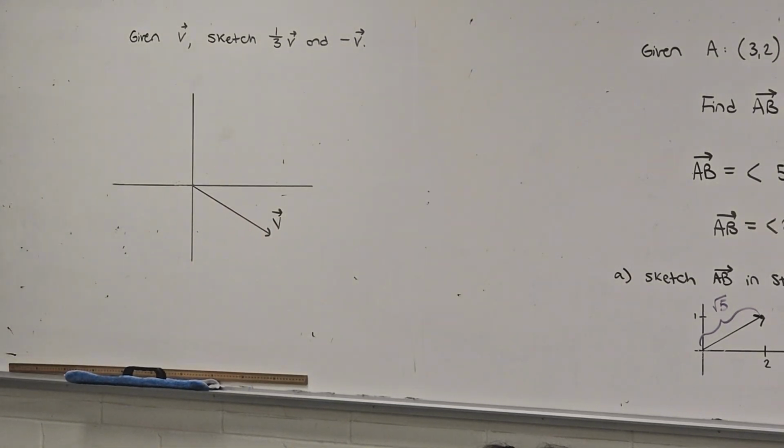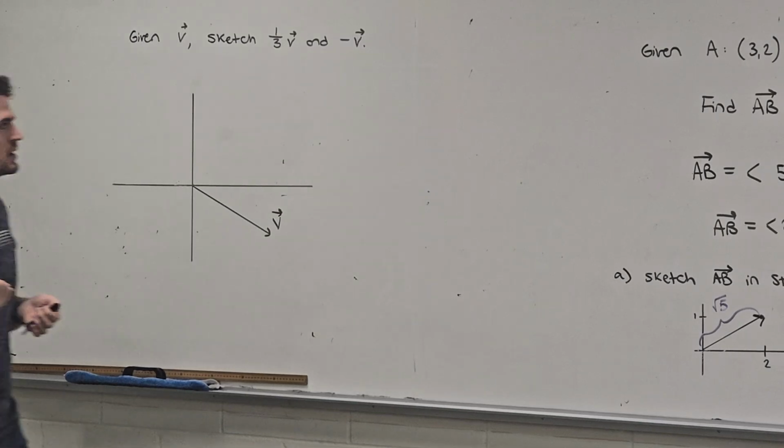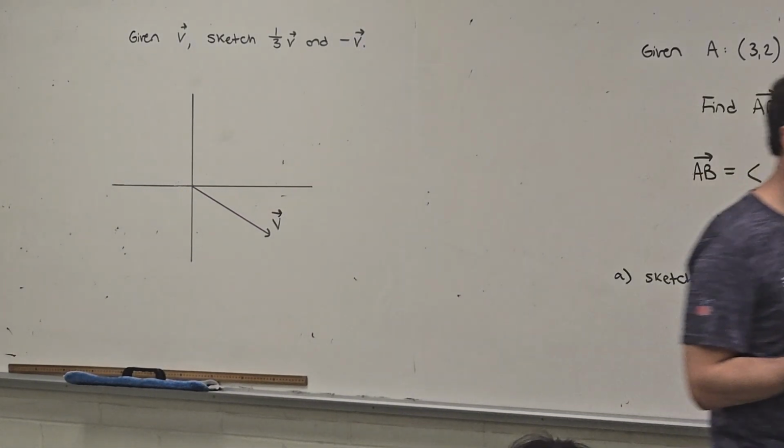So given vector v, I'm not even going to give you the components, just a general sketch. On the same coordinate plane, sketch 1/3 of v and sketch negative v.